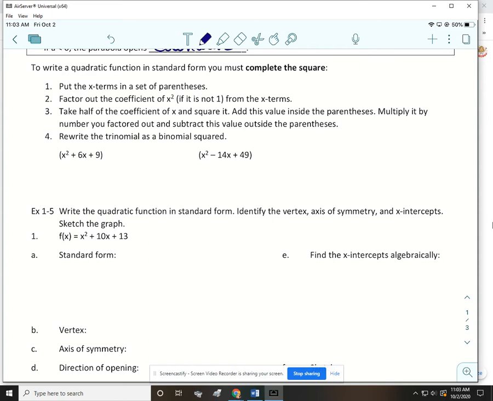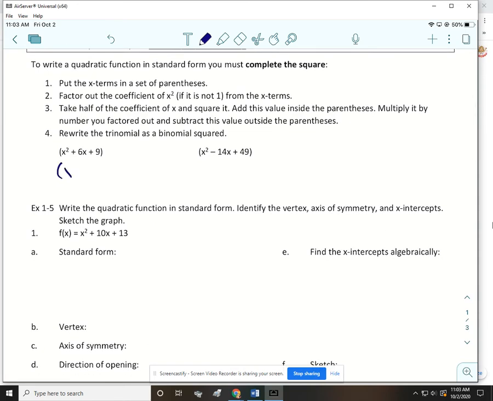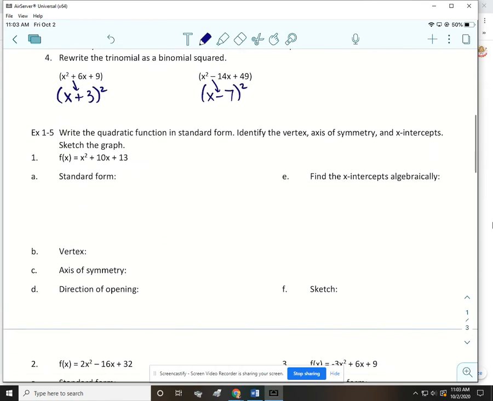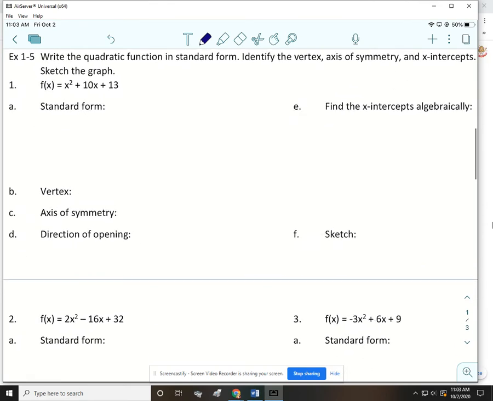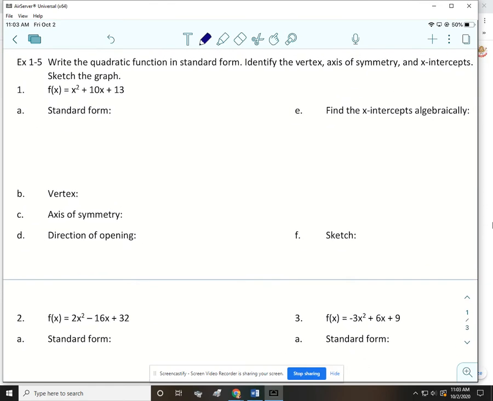All right, so just real quick, this last step where you write the trinomial as a binomial squared, I think you guys remember this, but we would do x, and then this sign comes down, and then it's what you got when you took half. And then same thing here, bring this sign down, what you get when you take half of 14. Okay, so let's look at example 1, and I'll go back to the steps as we do them.